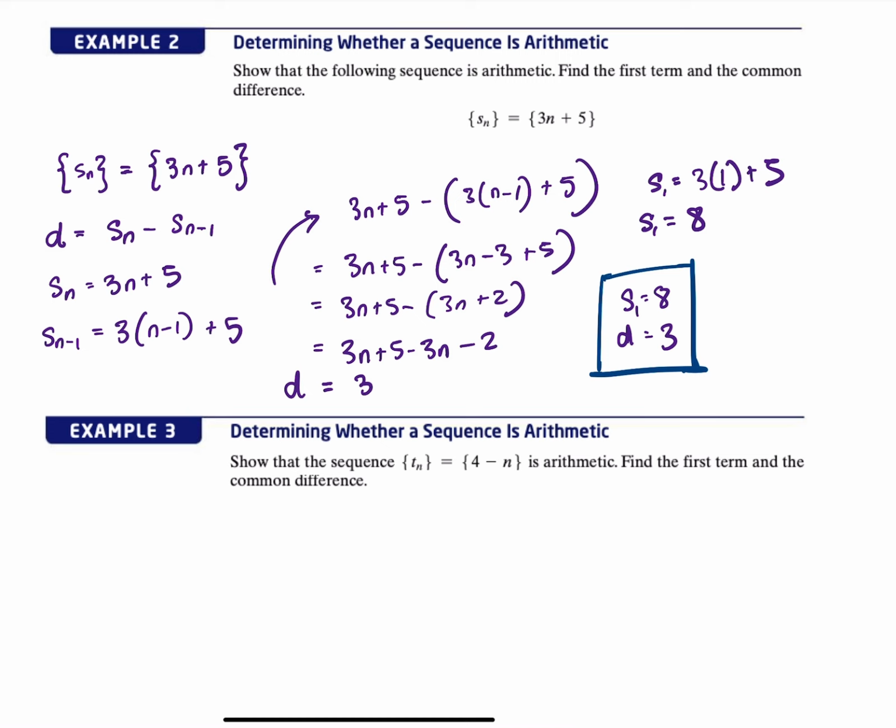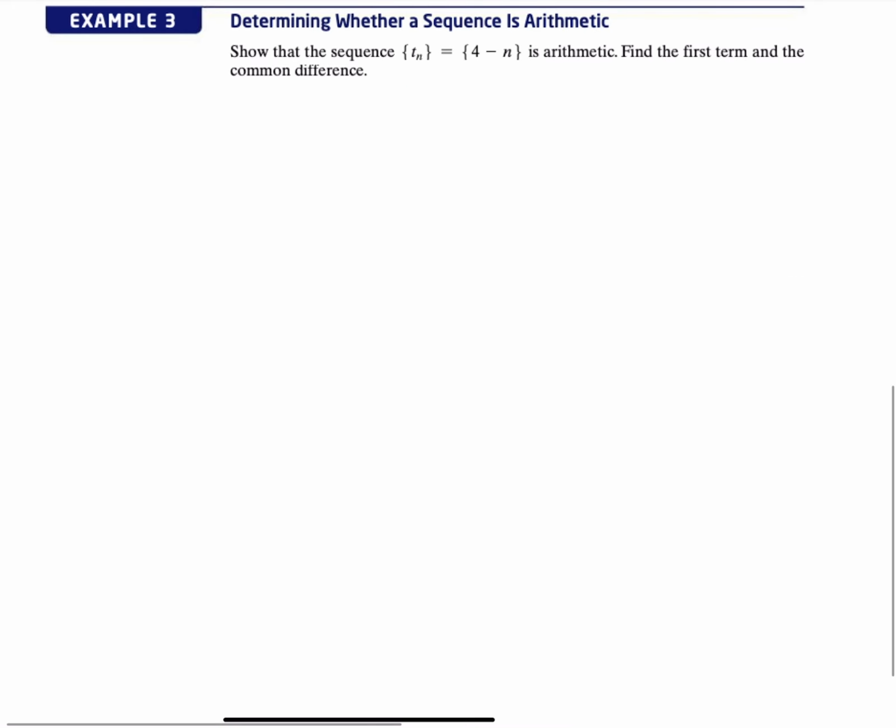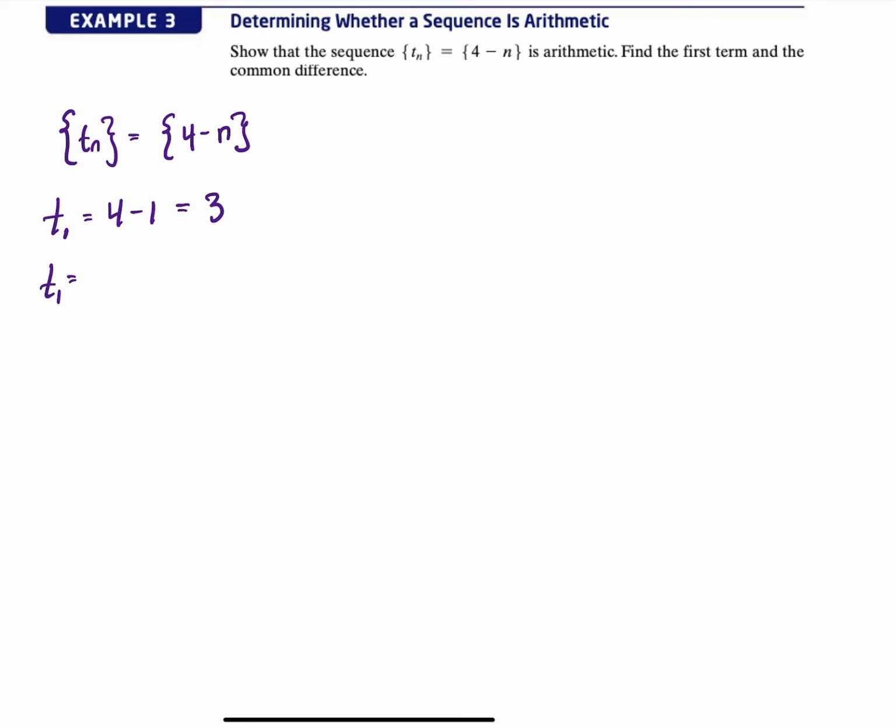So let's do the same for example 3. This time our sequence is t sub n, which is equal to 4 minus n. Let's find the first term first this time. Let's find t sub 1. That will be 4 minus 1, which is 3. And now let's see if we have a constant difference between successive terms. So let's find t sub n minus t sub n minus 1. And that will be our d value.